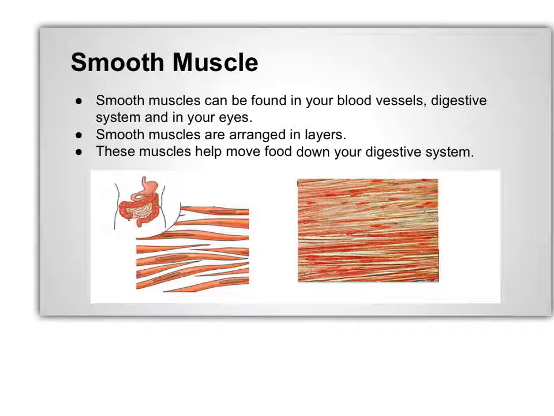It changes the size of your pupil in your eye depending on the amount of light there is. Smooth muscle can operate on its own, which makes it an involuntary muscle. These muscles are arranged in layers. Each layer runs in the opposite direction of the last. This allows the muscles to contract in all directions. This makes it possible for smooth muscles to move food down your digestive system. These muscles are called smooth muscles because they look smoother than other muscles.